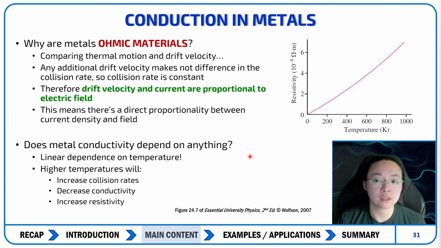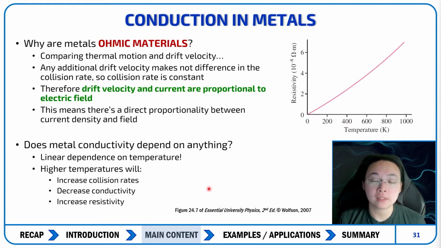It means that there's going to be a direct proportionality between current density and field, which we already know: J is equal to sigma E, or J is equal to E over rho for resistivity. And so metal conductivity is then going to be linearly dependent on temperature, because we're trying to figure out what causes a change in the collision rate. So metal conductivity is going to increase with higher temperatures, because higher temperatures are going to increase the collision rate, they're going to decrease conductivity, and they're going to increase resistivity.